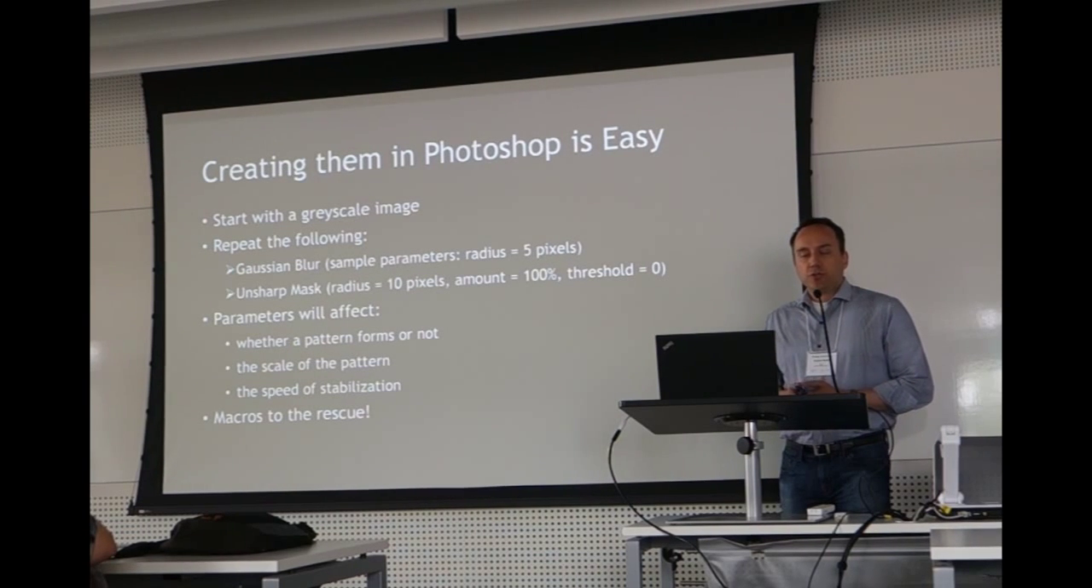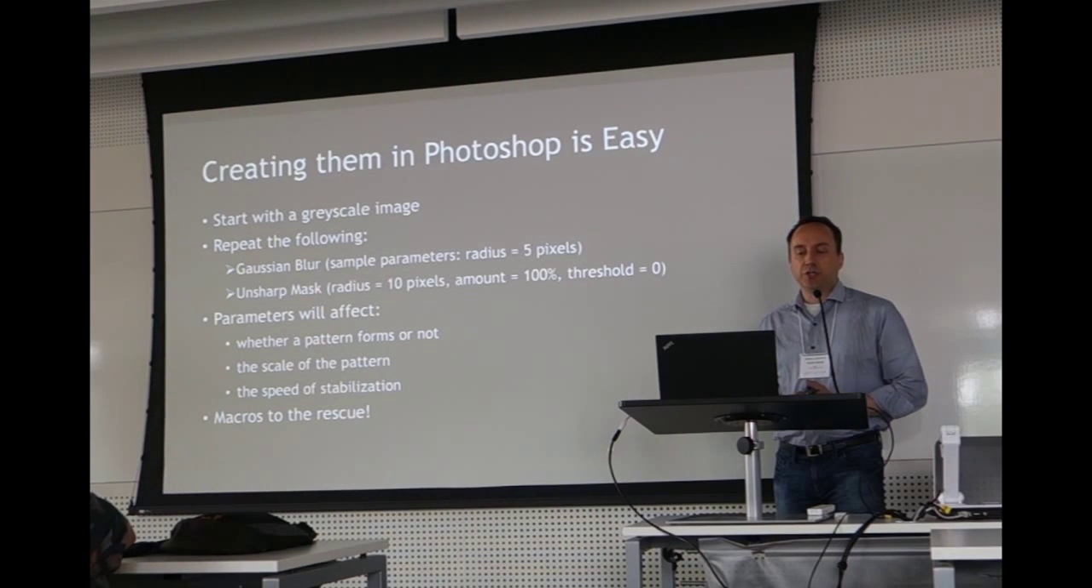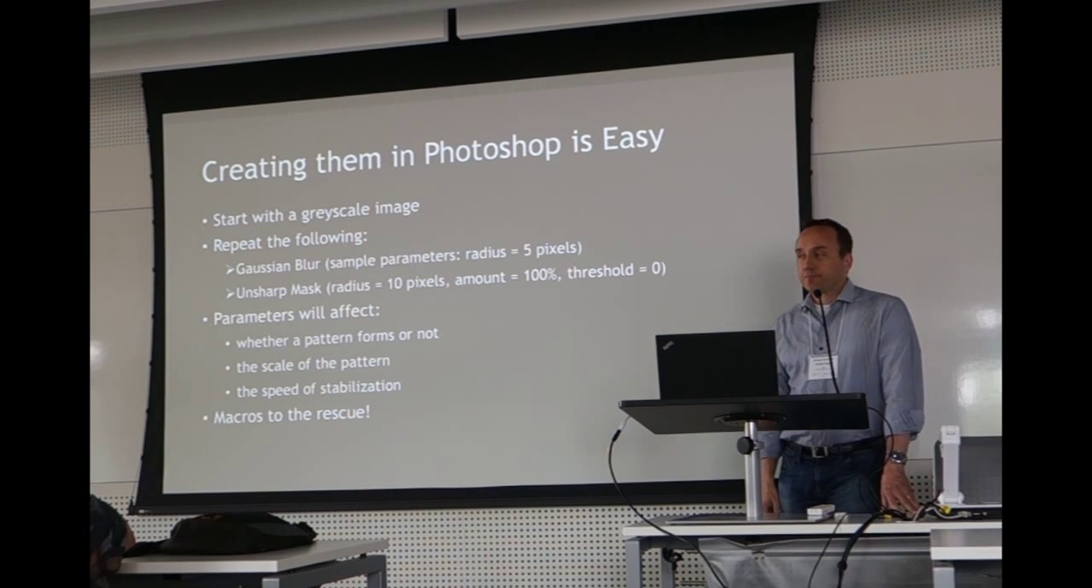The parameters you choose will affect whether or not you get a pattern, so you might end up with just a solid gray image. The parameters will also determine the scale of the pattern and the speed with which it might reach equilibrium. Because blurring and sharpening hundreds of times is a real drag, in Photoshop, an easy way to make it easy is with macros.